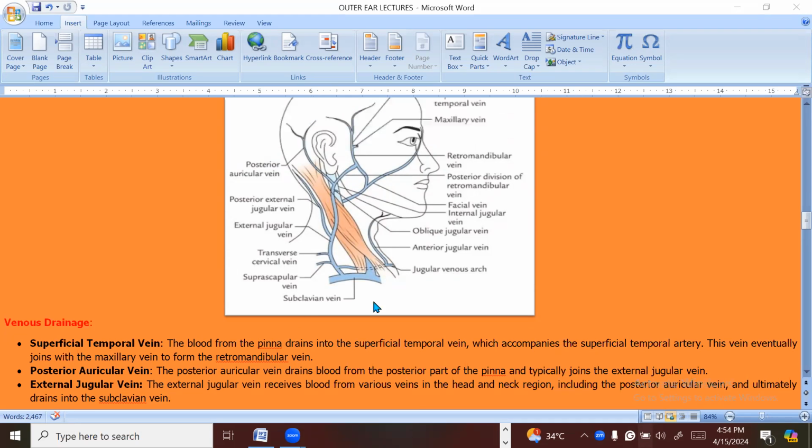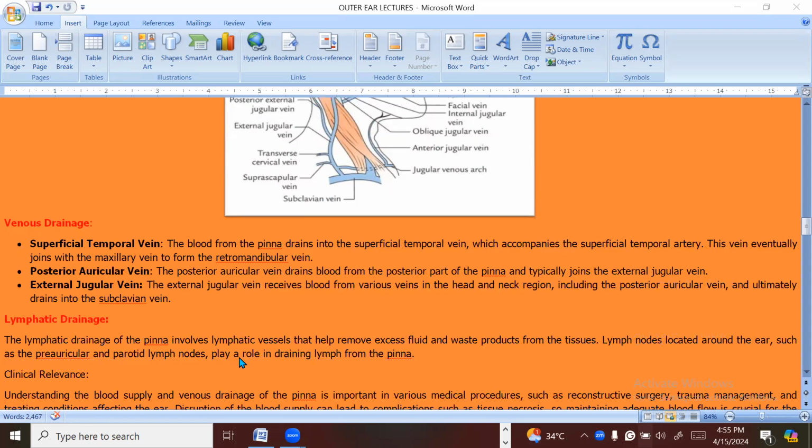So look at here now. This is the subclavian vein, which is a branch off from the superior vena cava. Now it enters the external jugular vein. This external jugular vein now branches off to the posterior external jugular vein and the oblique jugular vein. From the oblique jugular vein, the branches known as the superficial temporal vein, posterior auricular vein, and external jugular vein all now drain deoxygenated blood out from the pinna.